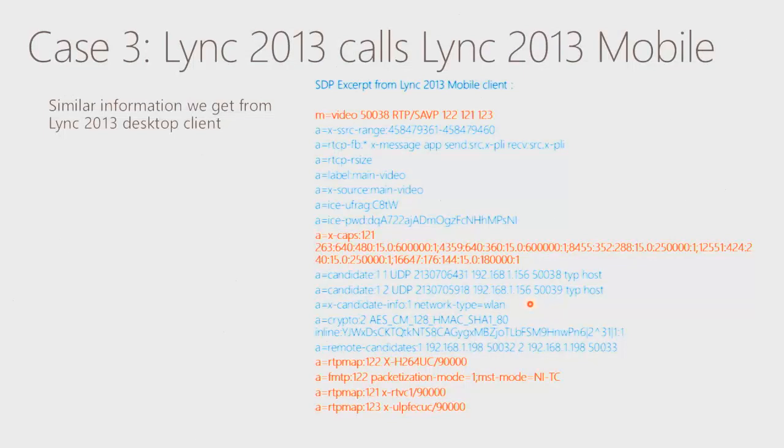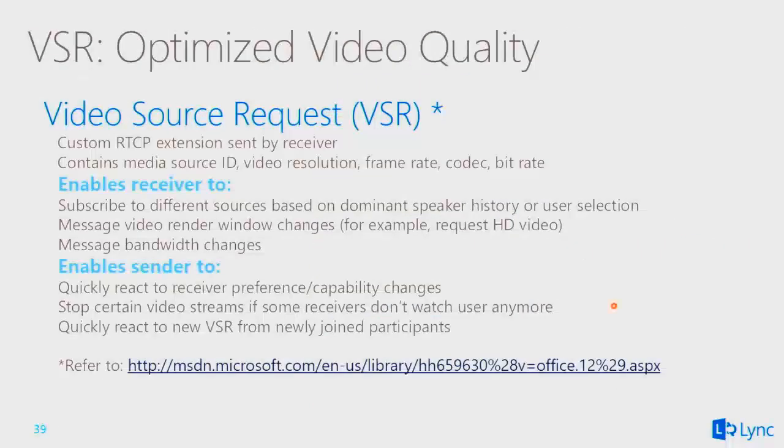So that's how the core would be set up, how the SDP exchange is going on. Great, and Marius is talking about how we empower the users to request different kinds of streams, right? Different users can ask for different resolution and frame rate. How do we achieve that quickly? We use something called VSR, Video Source Request. It is an RTCP extension, okay?